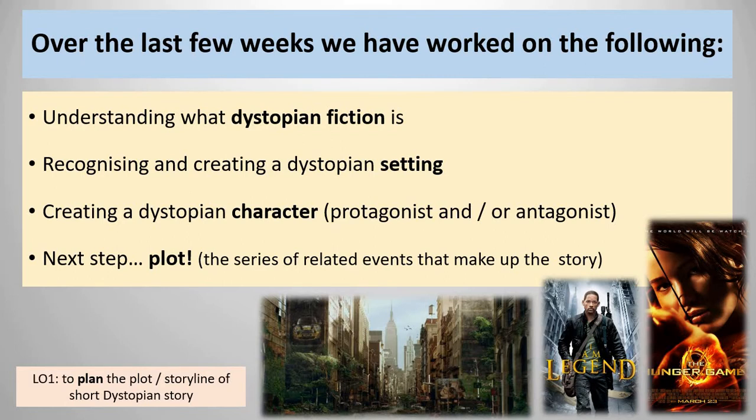So just a quick recap. We've so far worked on understanding what dystopian fiction is, so the various conventions that you'll find in that genre. Recognising and creating the setting, so you should now all have created your own setting, and then a character as well. We created a character, either protagonist or antagonist, so two or one main character. And now we're going to have a look at the plot.